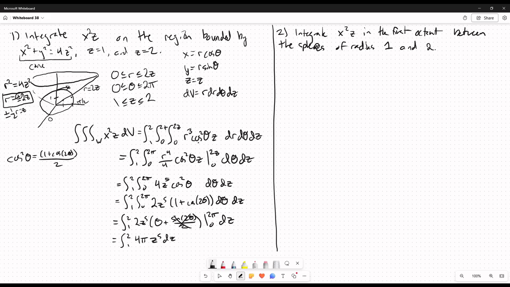Integral from 1 to 2. That 4 pi is just a constant, so I can pull that out. And then we're going to integrate this other part. We'll get z to the sixth over 6, evaluated from 1 to 2. That's going to be 4 pi. In fact, that's going to be 4/6 pi, or 2/3 pi.